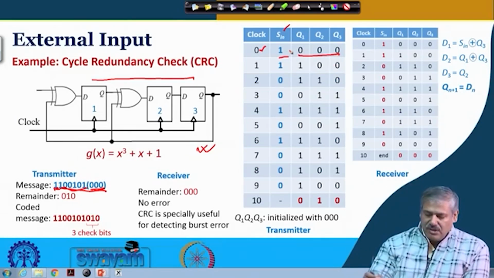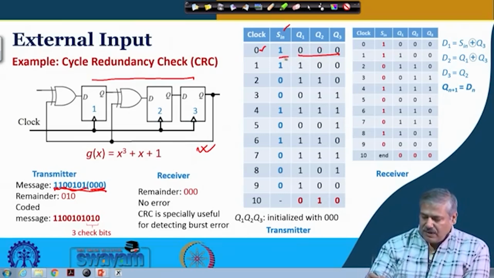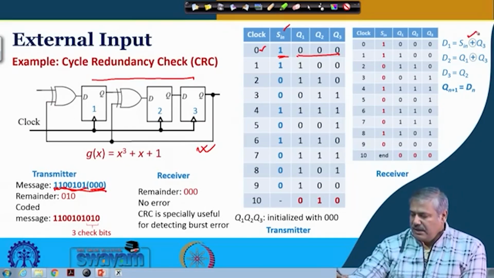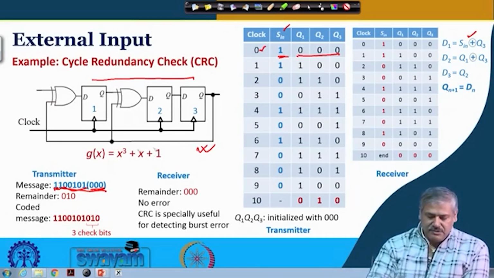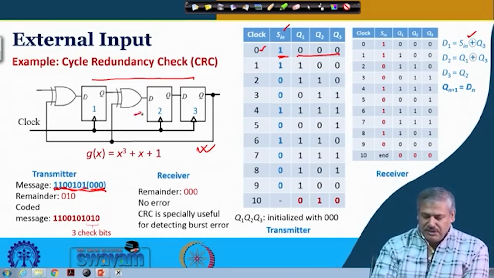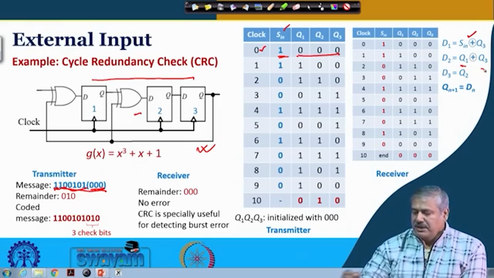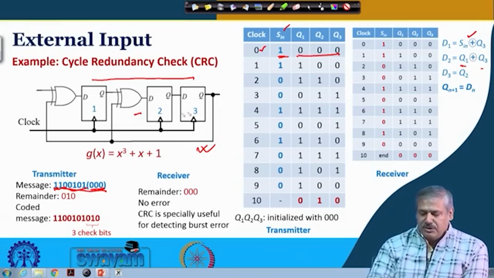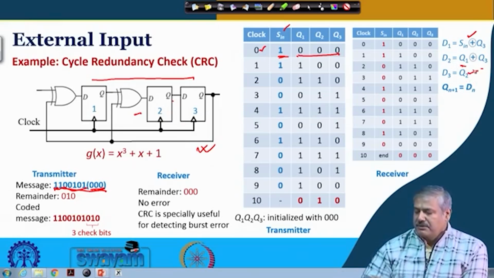This is 1 and 0, right? This is 0. So, D1 is serial in XORed with Q3. D2 is this one. Q1 and Q3 are getting XORed, and D3 is just whatever is the Q3 output, that is going as Q2.